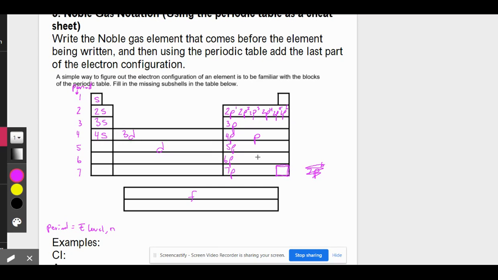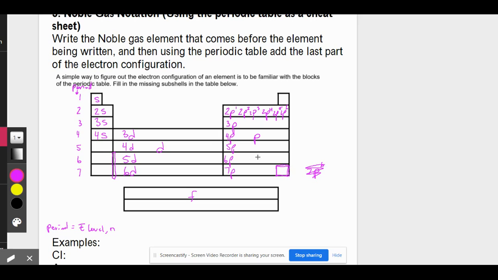So this D block is off by 1 from the period. So the energy level of the D block is 1 less. So this is 3D, then below that in period 5 would be 4D, 5D, and period 7 is the 6D orbital. Okay, and then remember right here, we actually cut the periodic table and removed this section.